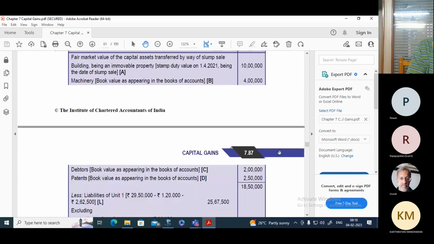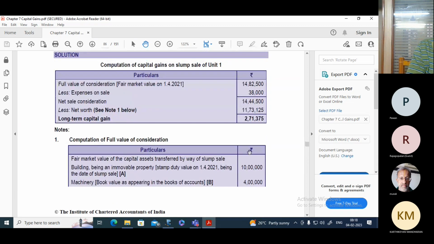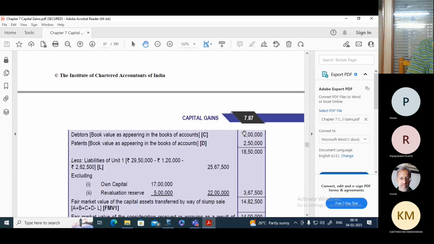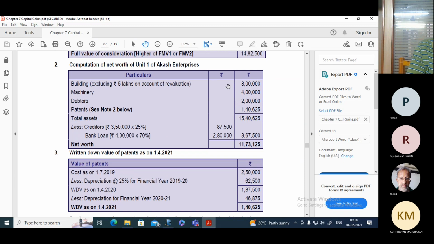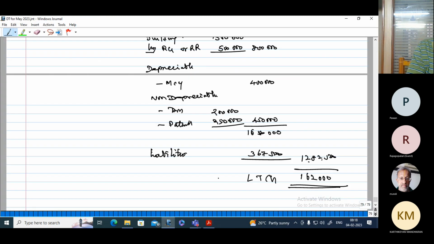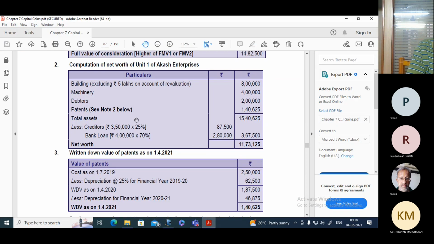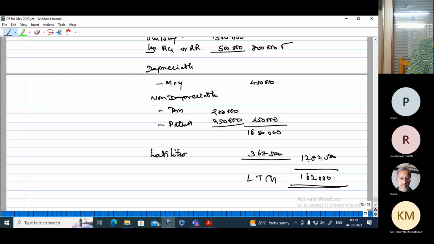Let us just find out. We went wrong, in the net worth. Sorry. Building, correct. Machinery, 4 lakhs. Patent, see note 2 below. No depreciation has been charged, but it is a depreciable item. Sure. And they have given you the date also. Extremely sorry, I really feel bad for this.